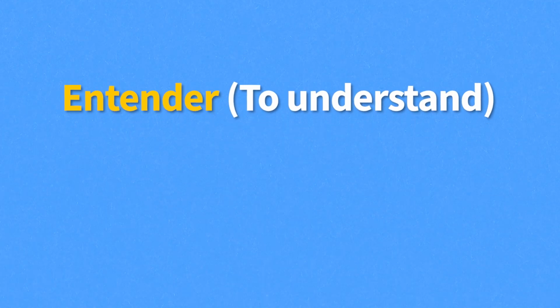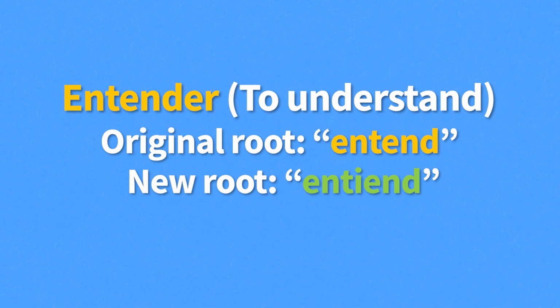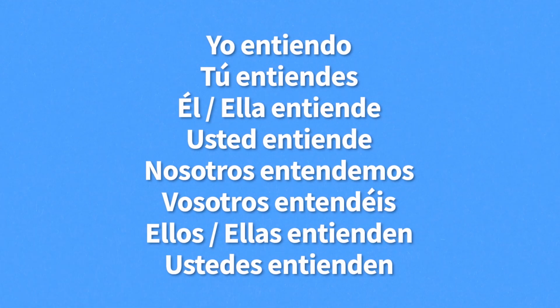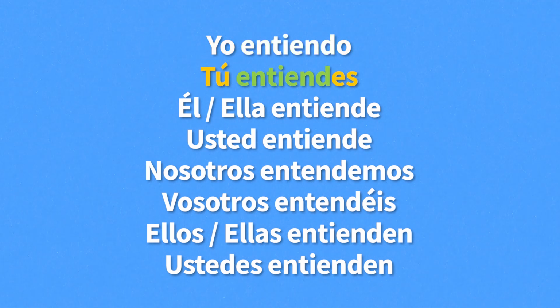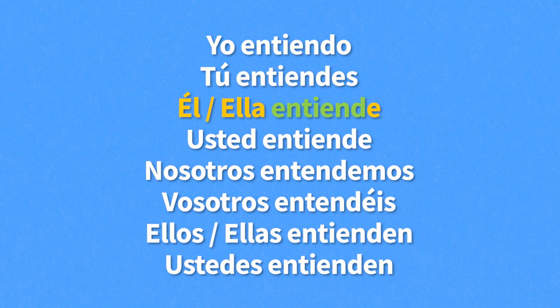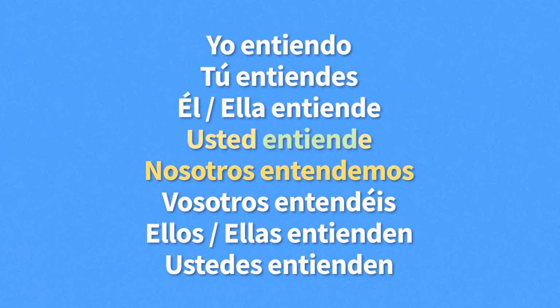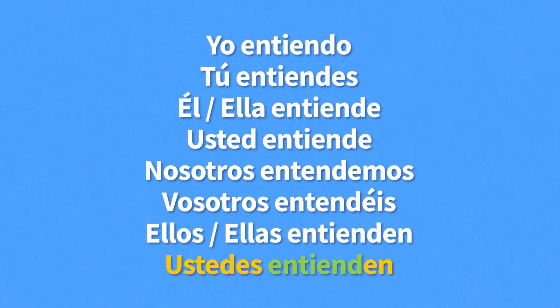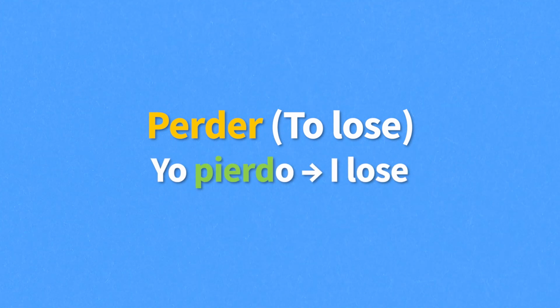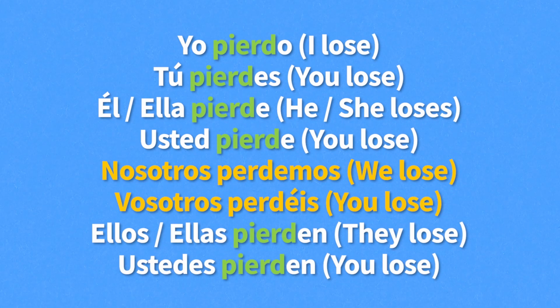Let's focus on the verb entender. The root changes from entend to entiend. Here's the whole conjugation. Yo entiendo. Tú entiendes. Él, ella entiende. Usted entiende. Nosotros entendemos. Vosotros entendéis. Ellos, ellas entienden. Ustedes entienden. The same rules apply to perder, to lose, which becomes yo pierdo, I lose. Remember, nosotros and vosotros are the only pronouns that keep the original root.